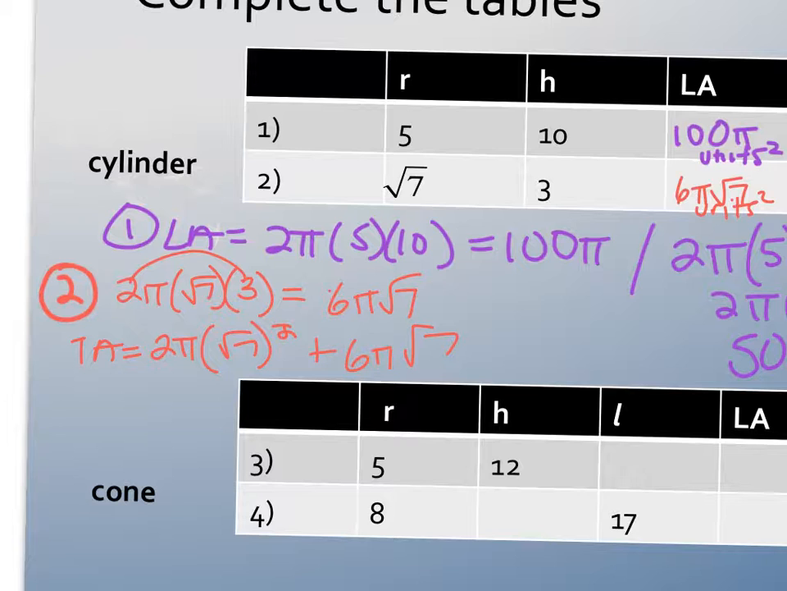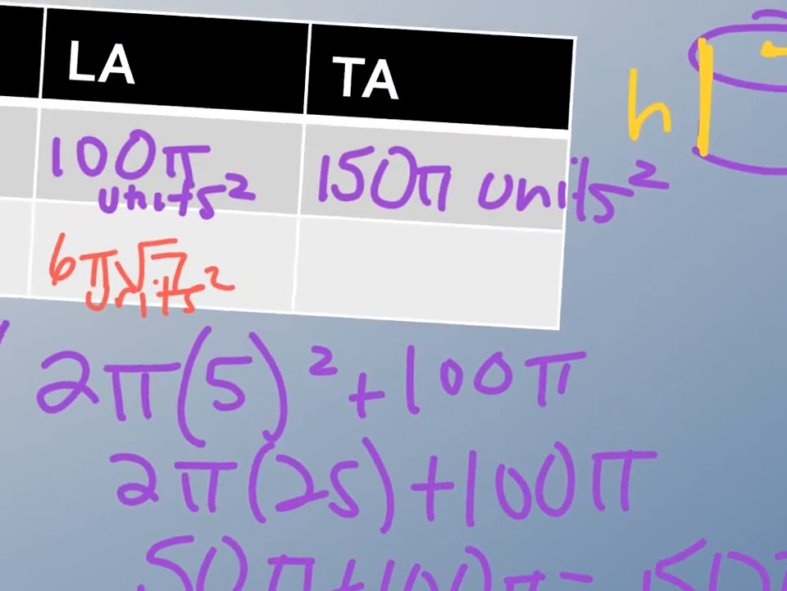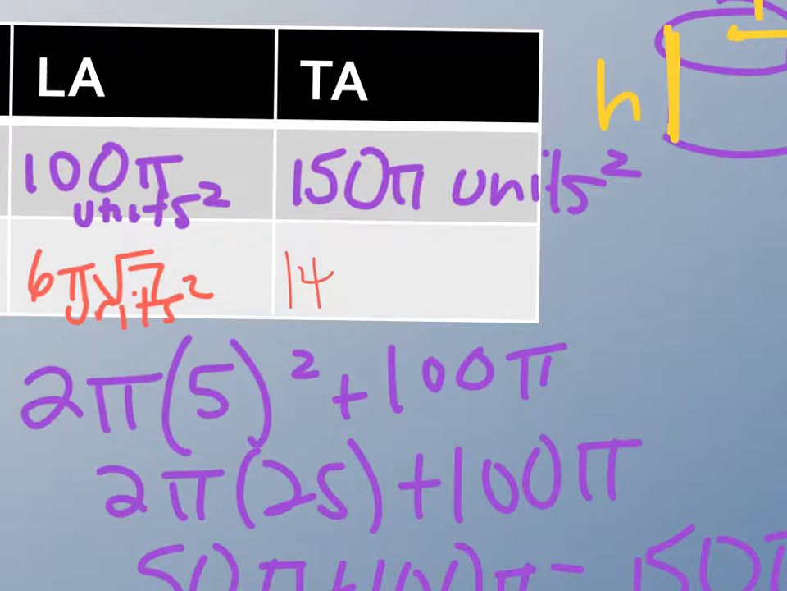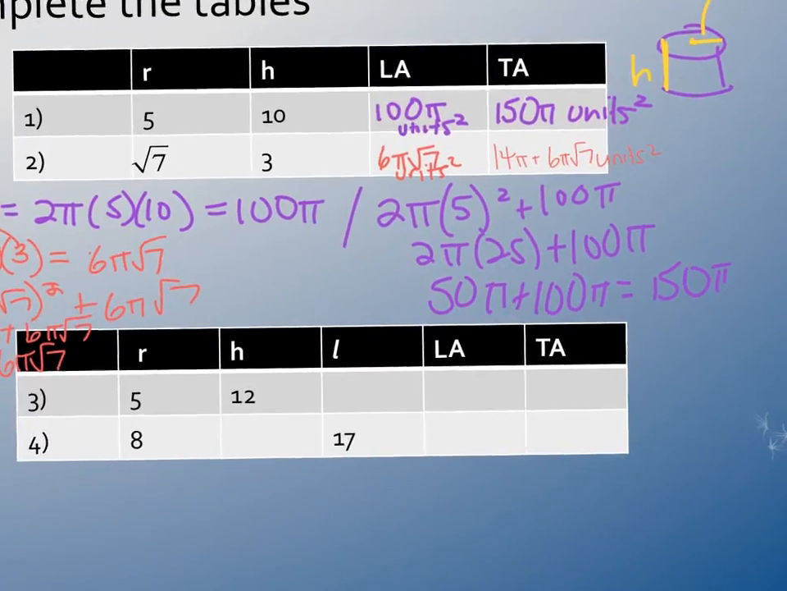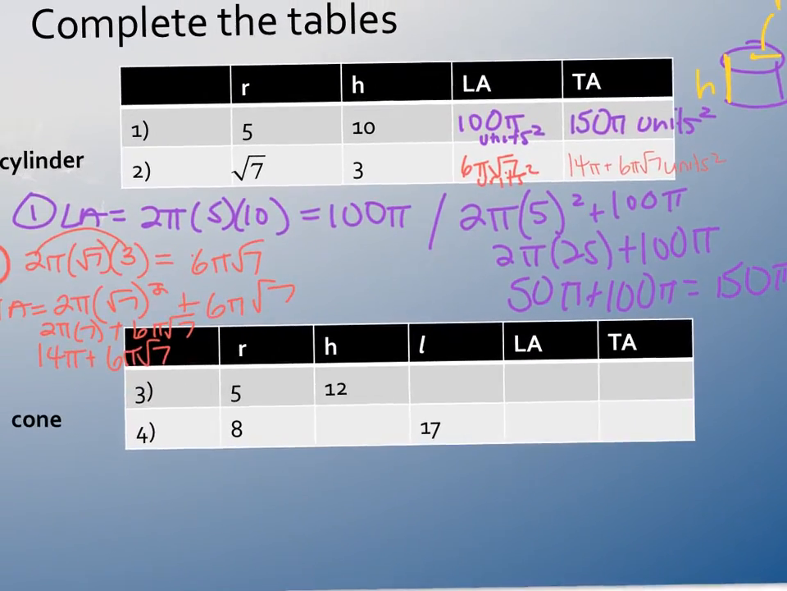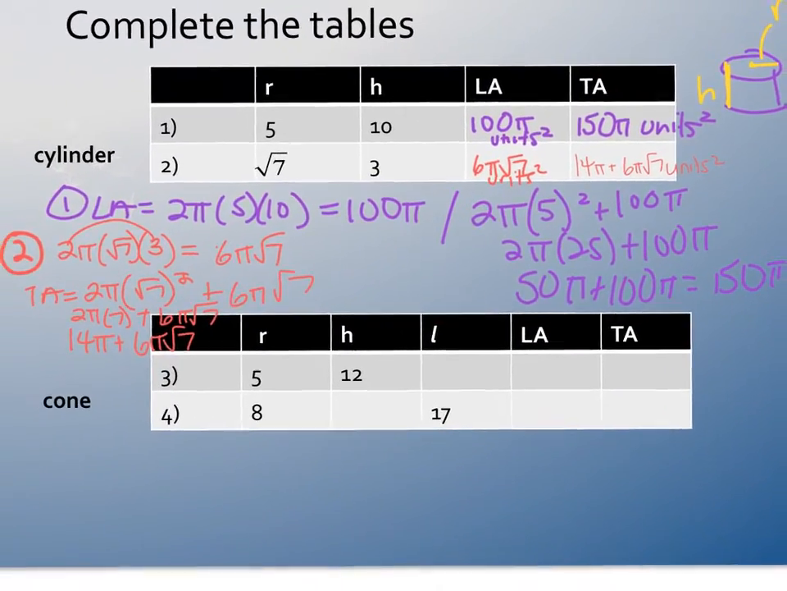And then total area, 2 pi r squared plus 6 pi √7. √7 squared is what? Just 7. So this becomes 14 pi plus 6 pi √7. And those can't be combined. One's got a root and one doesn't. So they stay separate. 14 pi plus 6 pi √7. And again, that could be 6 √7 pi, as long as the pi is not underneath the root. The problem is that one's got a root and one doesn't.